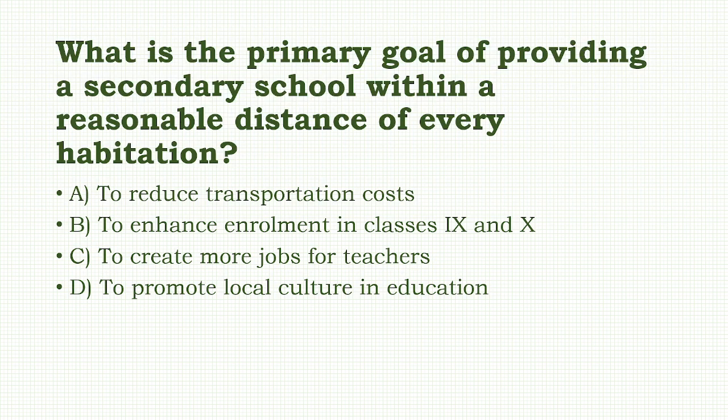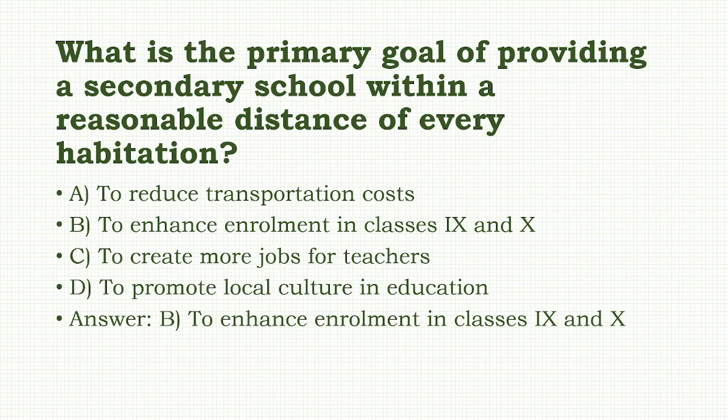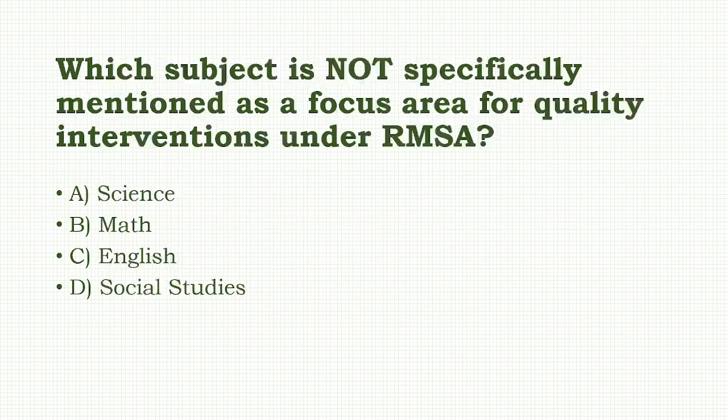What is the primary goal of providing a secondary school within a reasonable distance of every habitation? Option: To reduce transportation cost, to enhance enrollment in class 9th and 10th, to create more jobs for teachers, to promote local culture in education. Answer of this question is option B, that is to enhance enrollment in classes 9th and 10th.